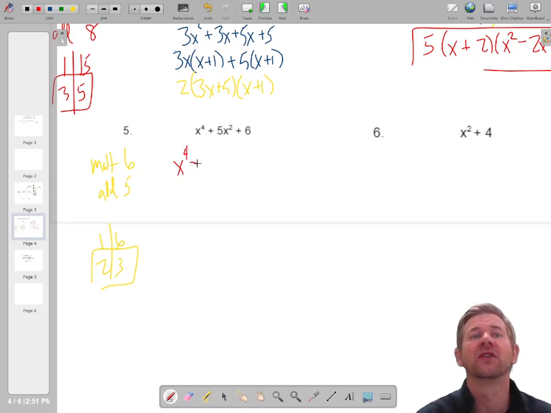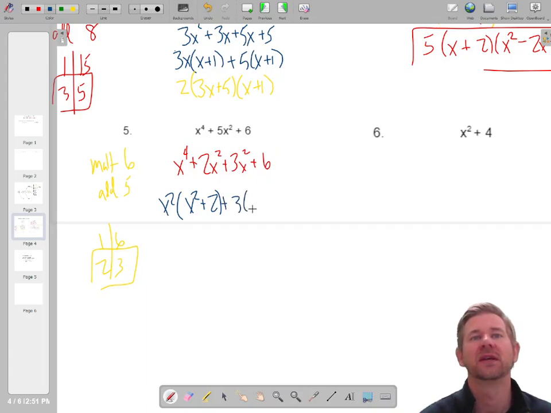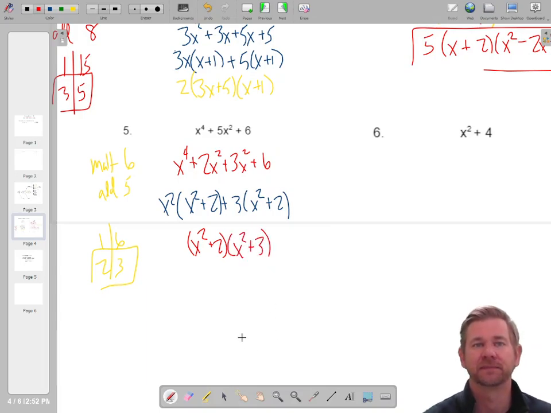So watch though, when you split the middle, it's a little bit fancier. X to the 4th plus 2x squared plus 3x squared plus 6. You see how those have to add to x squared? So when I do my grouping, the GCF is x squared, and I have x squared plus 2. Bring down the plus sign. The GCF there is 3, x squared plus 2. And since they share x squared plus 2, that's one of my factors, x squared plus 2, and the other is x squared plus 3.